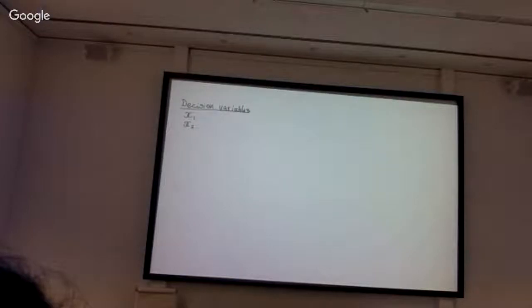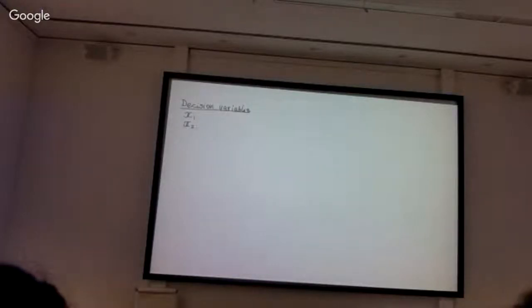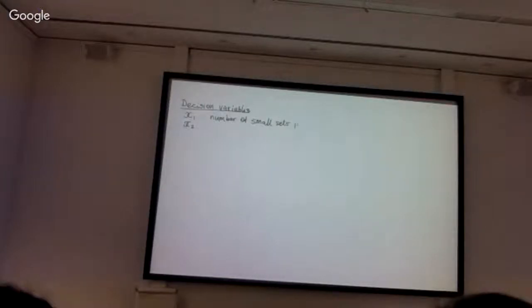Okay, so in this case, I'll give it away. The decision to make is how many small sets and how many large sets we're going to make per week. So x1 is the number of small sets produced per week. And x2 can't be anything else than the number of large sets produced per week.